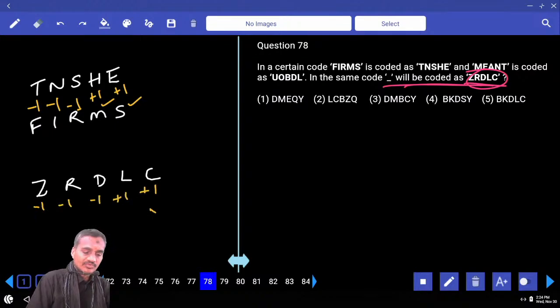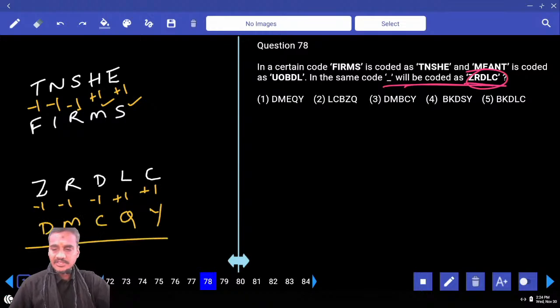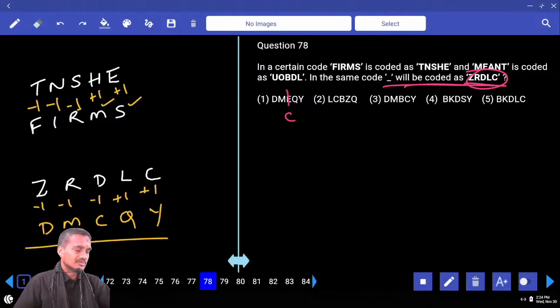Z minus 1, Y. R minus 1, Q. D minus 1, C. L plus 1, M. C plus 1, D. D, M, C, Q, Y. D, M, C, Q, Y it comes. D plus 1, right. S and R, S and R minus 1. And D, M, C, Q, Y comes. D, M, C, Q, Y is the answer. It is not E, Q, Y, it is D, M, C.